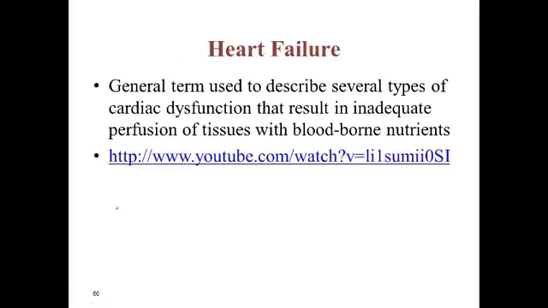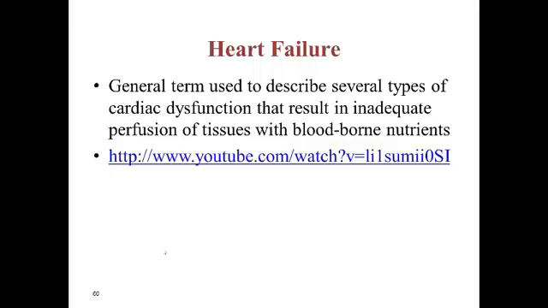Heart failure is a general term used to describe several types of cardiac dysfunction that results from inadequate blood perfusion of tissues with blood-borne nutrients. And this website here is a good website to listen to a heart failure lecture from a man that is in Hawaii talking about heart failure.